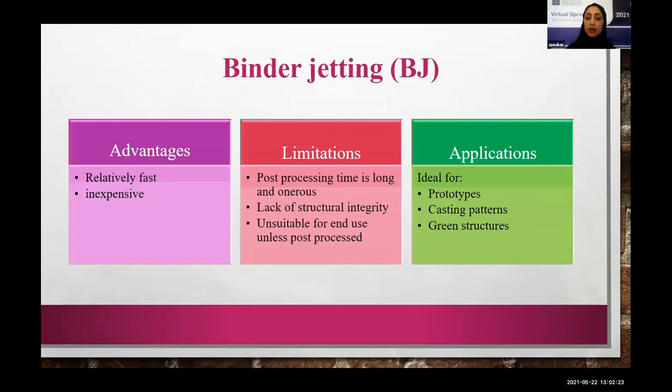It's a relatively fast and inexpensive process. However, post-processing time is long and onerous, and it lacks structural integrity, which makes it unsuitable for end-use products unless they are post-processed by infiltration of cyanoacrylate or epoxy resin to enhance their physical and mechanical properties. It is ideal for prototypes, casting patterns, and unit structures.